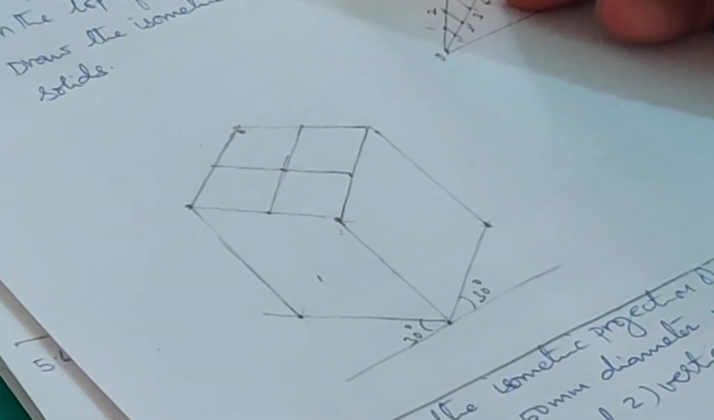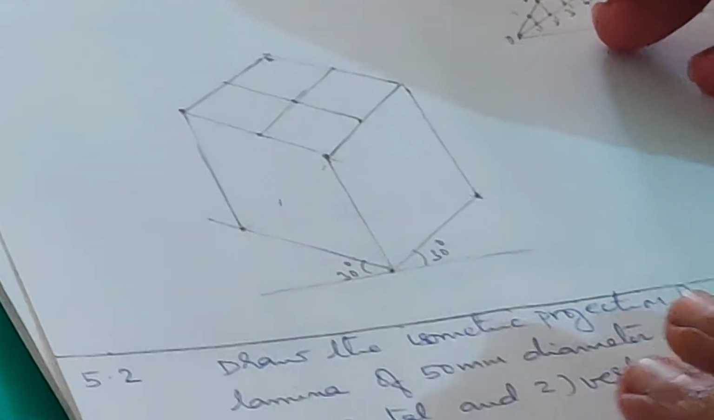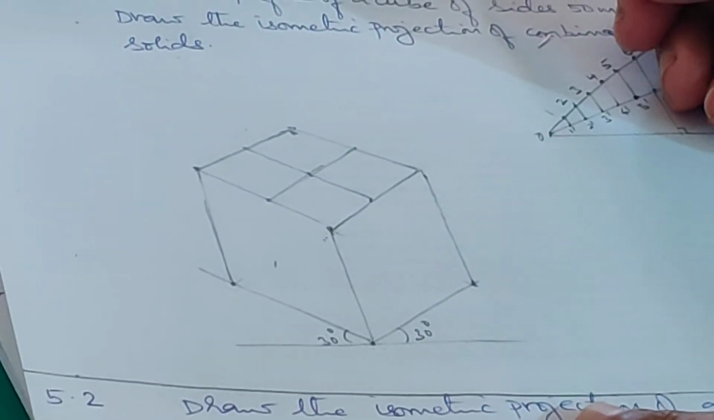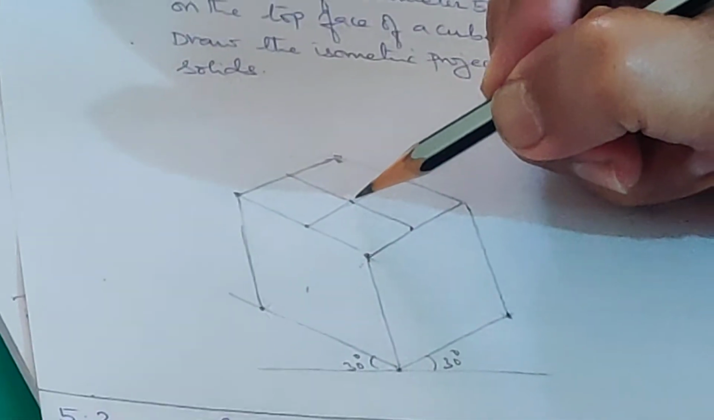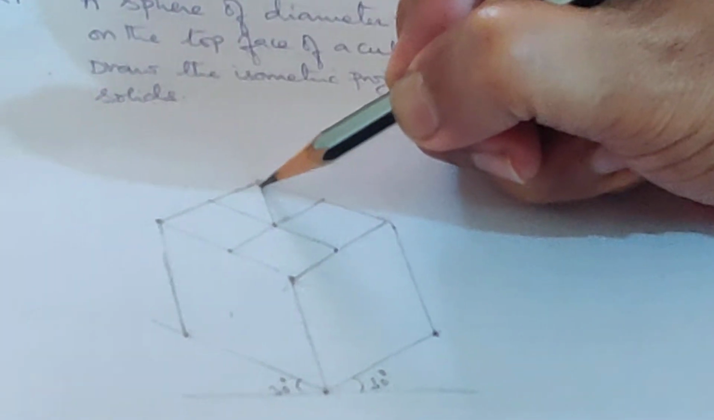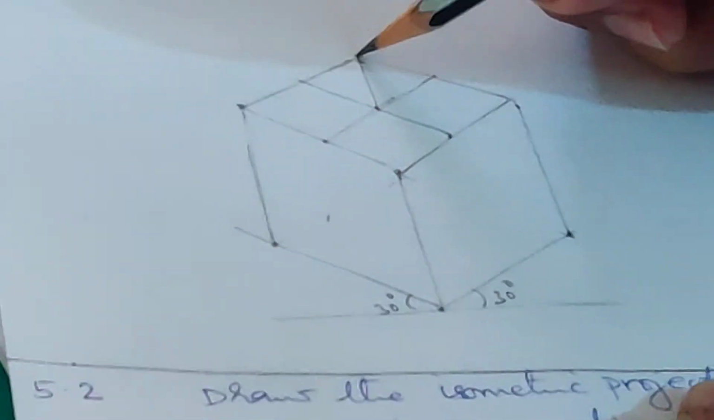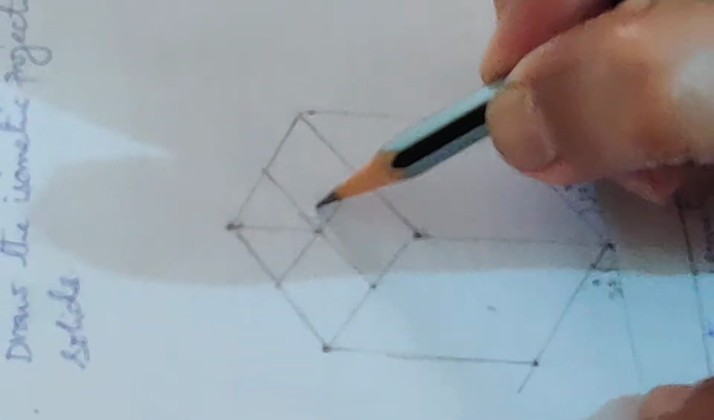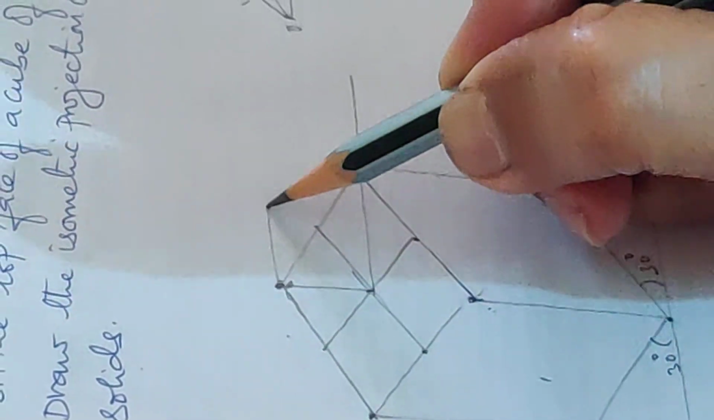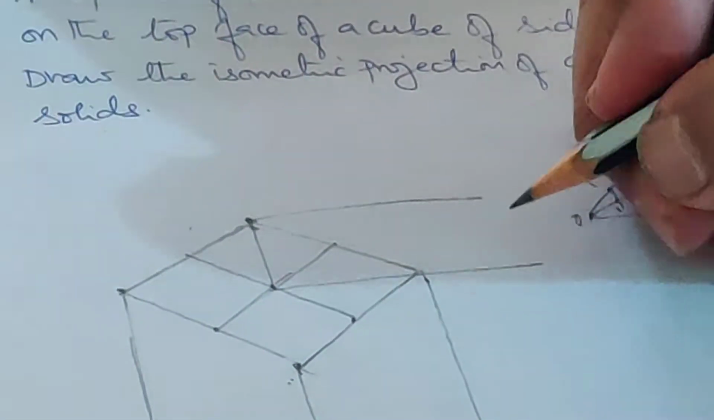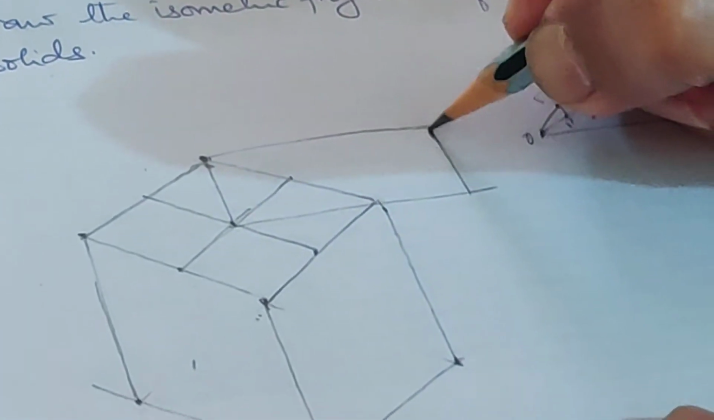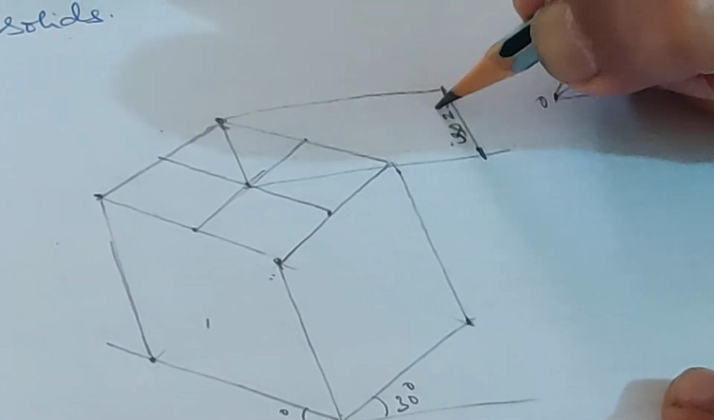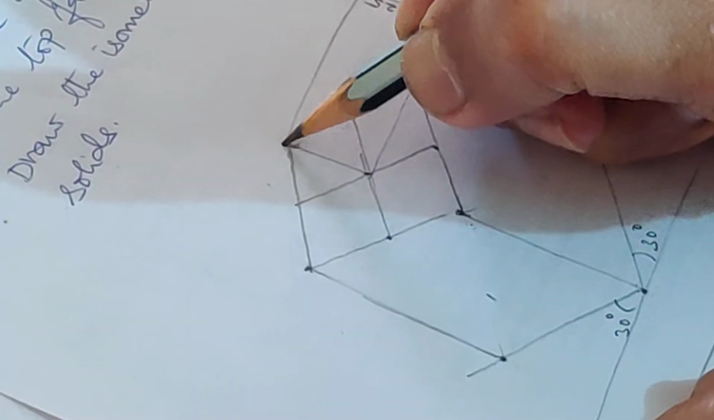Now the diameter of the sphere is 50. So this is how I draw the sphere. First, if the diameter is 50, the radius is 25. Take ISO 25. Mark the center. So this is ISO 25. I am showing the dimension. ISO 25. You mark the center.